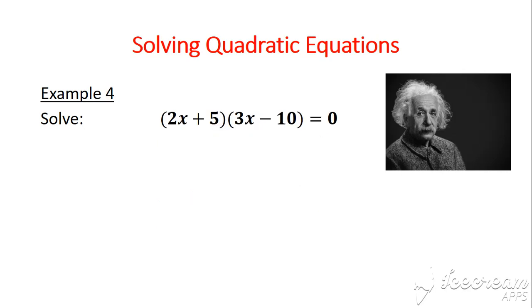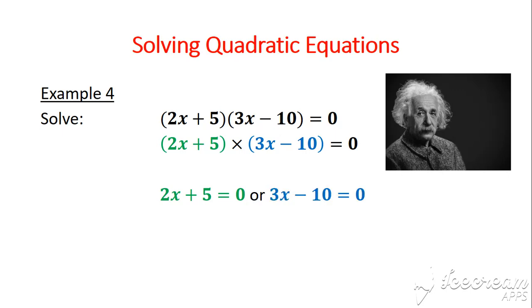All right, example 4. We get a little tricky now. (2x + 5)(3x - 10) is equal to 0. Same thing goes, first bit times second bit is 0. So same thing goes, first bit 2x plus 5 is 0, or second bit 3x minus 10 is 0. And we solve each of those separately. If you need to stop the video and just practice solving each of those, you will get negative 5 over 2 for my first solution and positive 10 over 3 for my second solution.